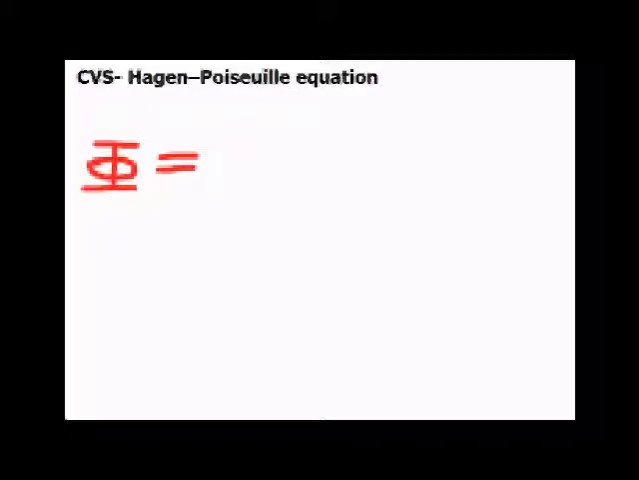Okay, this is Poiseuille's law. Poiseuille's law, or the Hagen-Poiseuille equation, is an essential part of understanding how blood flows through tubes, and it's of particular importance, especially in regards to cardiovascular physiology.